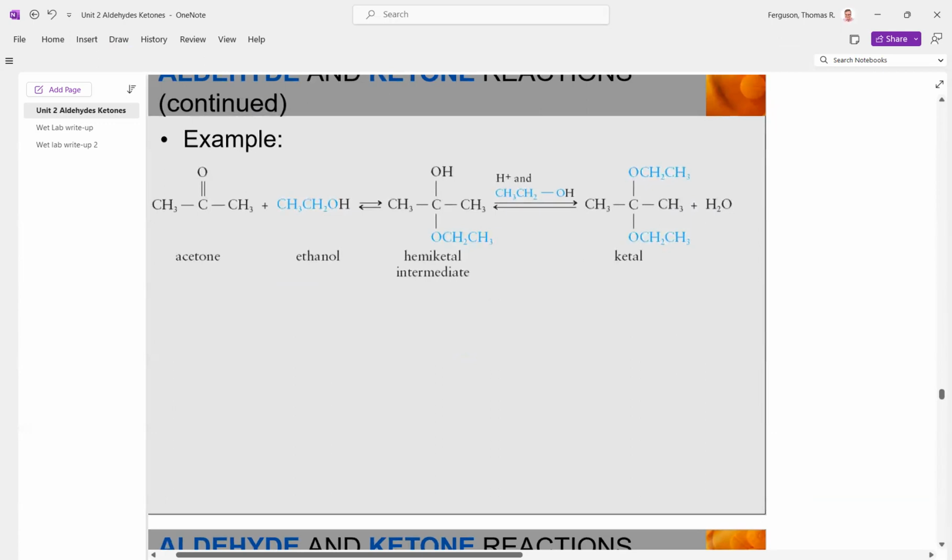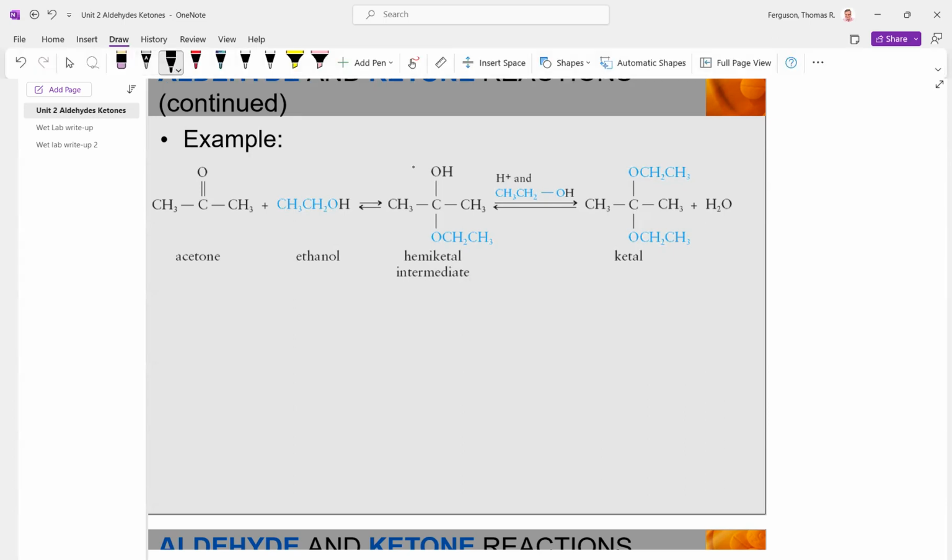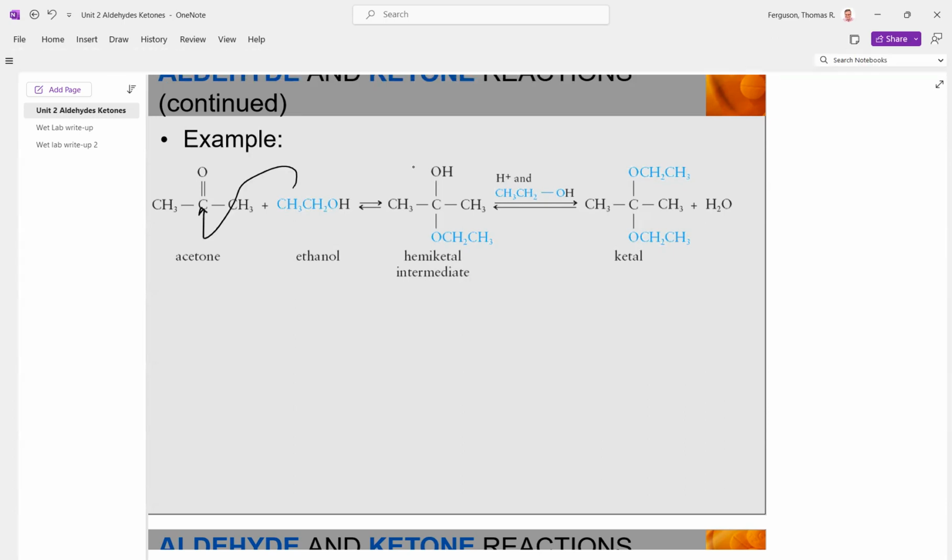Okay, so let's look at an example. Here we've got a simple ketone, acetone, throw in an alcohol. In this case, it's ethanol, a 2-carbon alcohol. So this alcohol is going to attach to that carbon there, which is right here now. And then if it's in the presence of yet another alcohol, now this could be a different alcohol, by the way.